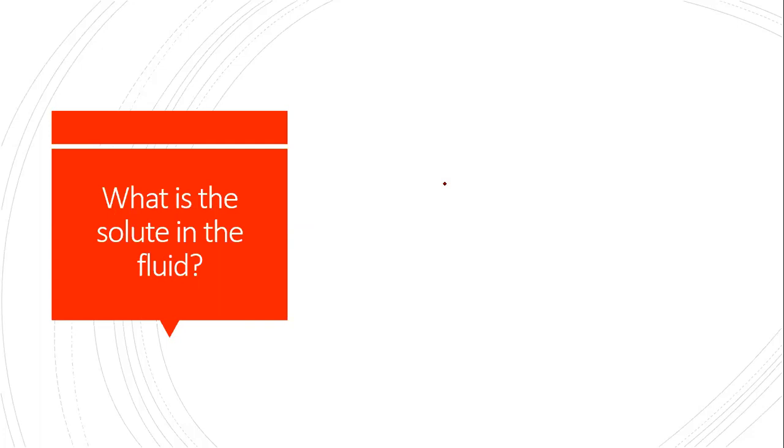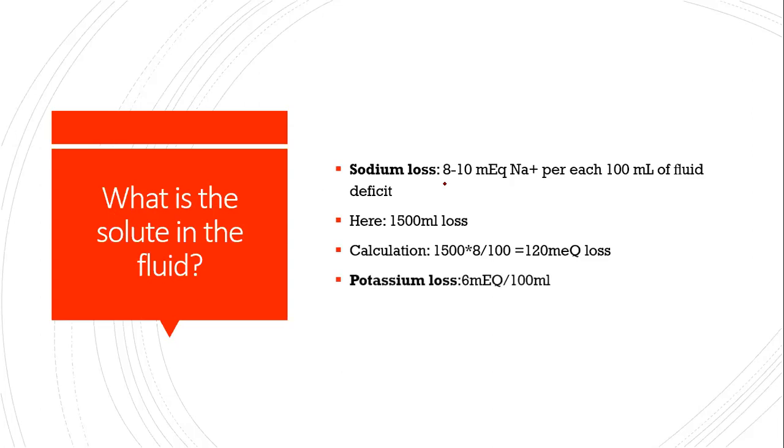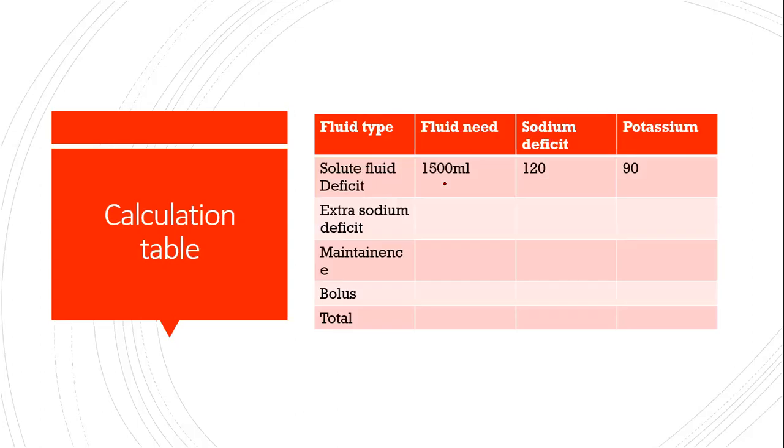So what are the solutes that are lost in this fluid? In diarrhea, the sodium loss will be approximately 8 to 10 milliequivalents per 100 ml of fluid deficit. So here there is 1500 ml loss. So if it is 1500 ml, how much is the sodium? It is 120 milliequivalents. I have taken 8. What about potassium? Potassium 6 milliequivalents will be lost per 100 ml of fluid deficit. So the potassium lost is 90 milliequivalents. So shall we enter this in our table? Yes. So now in 1500 ml of fluid, 120 sodium and 90 milliequivalents potassium has been lost.